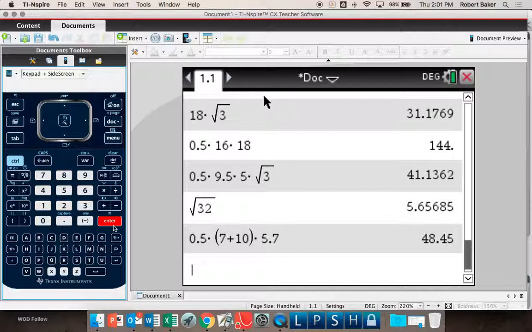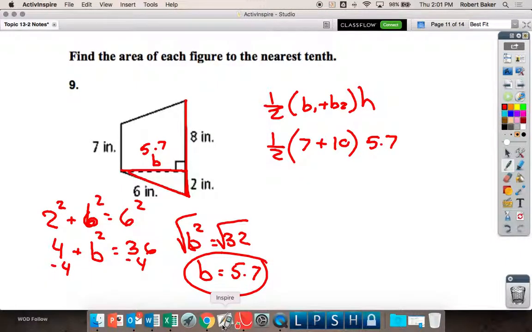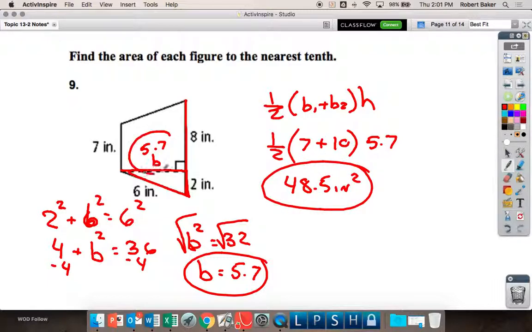Boom. 48.45 or 48.5 is the area of that trapezoid. Inches squared. So a little bit of extra math to find the height of that triangle or height of that trapezoid, whichever one you're looking at.